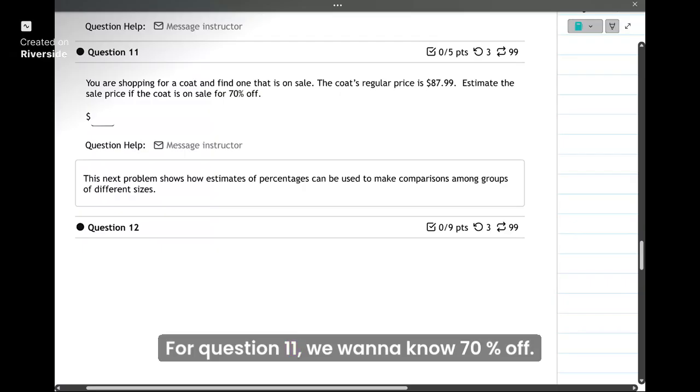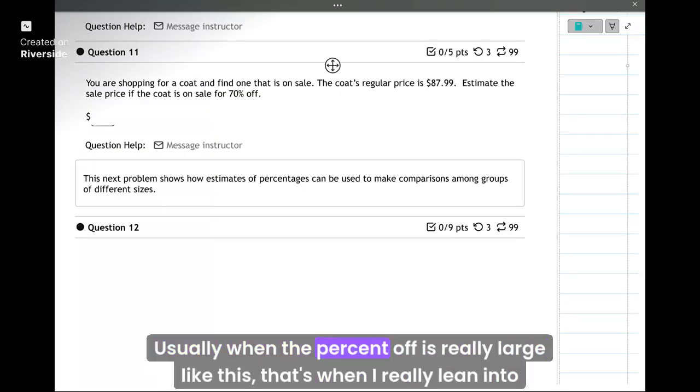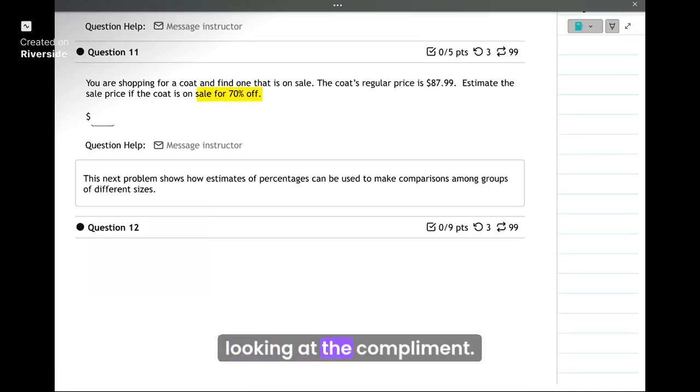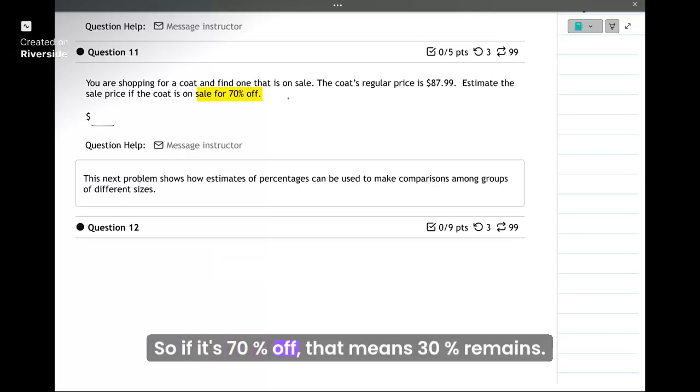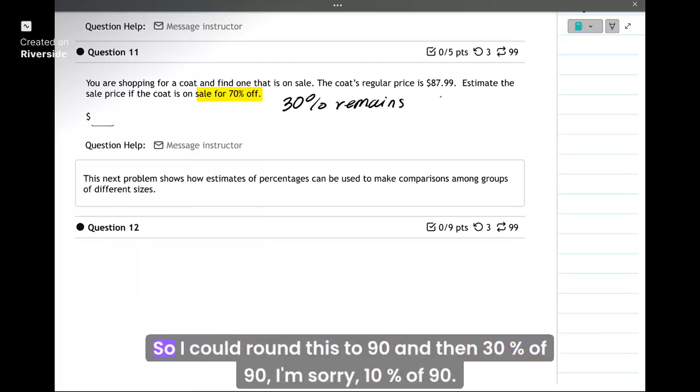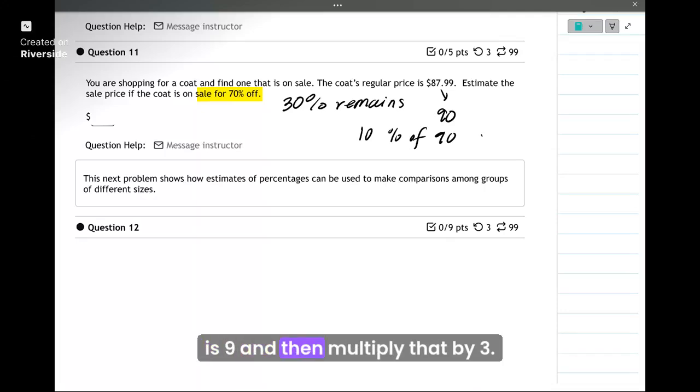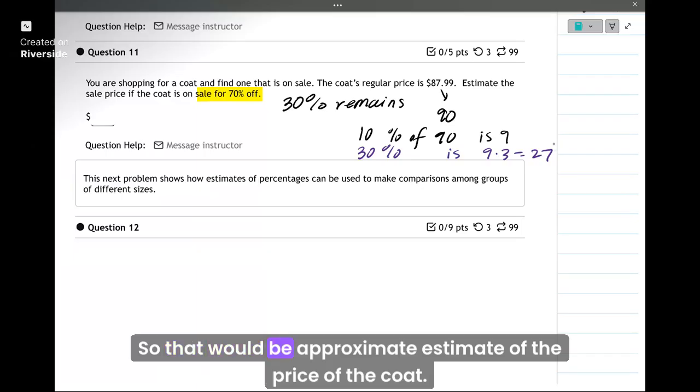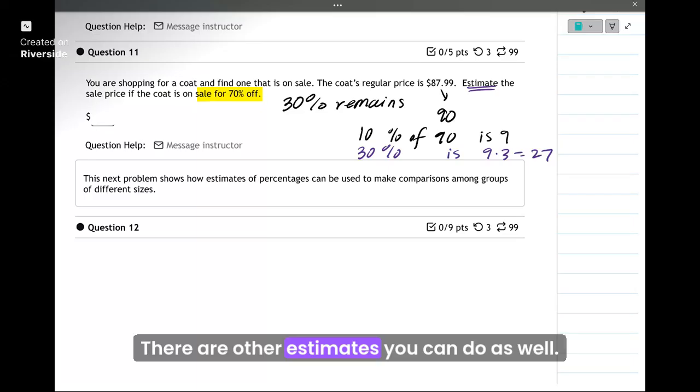For question 11, we want to know 70% off. Usually when the percent off is really large like this, that's when I really lean into looking at the complement. So if it's 70% off, that means 30% remains. So I could round this to 90, and then 30% of 90: 10% of 90 is 9, and then multiply that by 3, 27. So that would be an approximate estimate of the price of the coat. There are other estimates you can do as well.